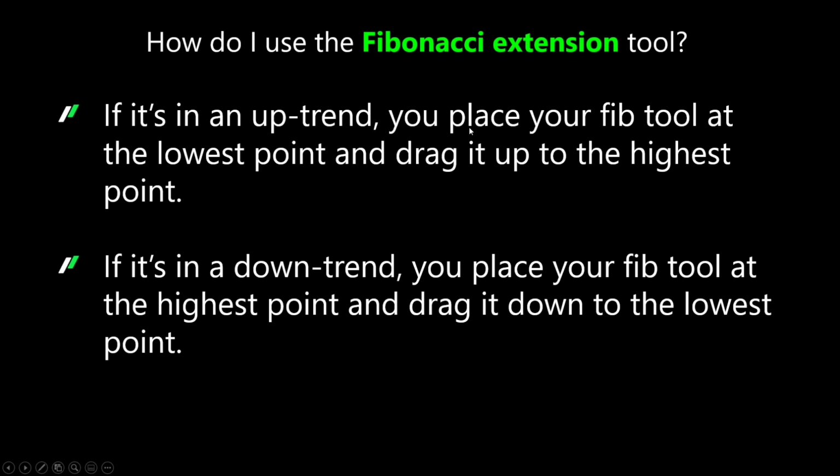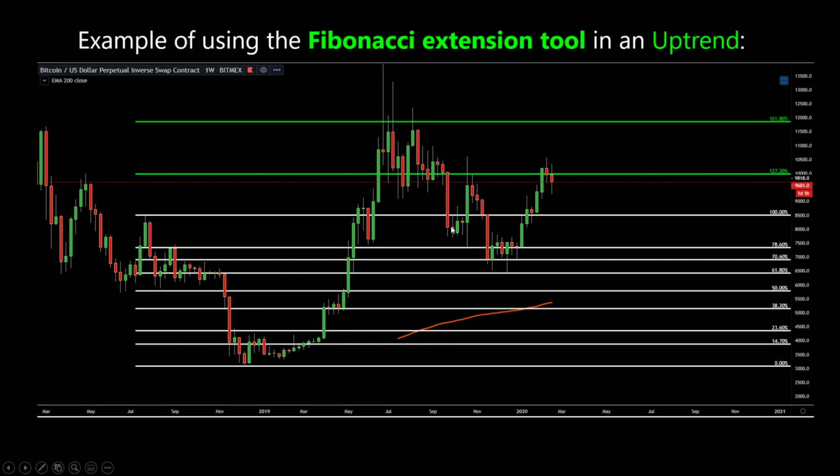All right. So how do we use the Fibonacci extension tool? If it's in an uptrend, you place your Fib tool at the lowest point and drag it up to the highest point. I'm going to go over an example here because it's just easier to do examples. If it's in a downtrend and we're looking for extension targets, we take the highest down to the lowest, and then we get these extension levels right here.